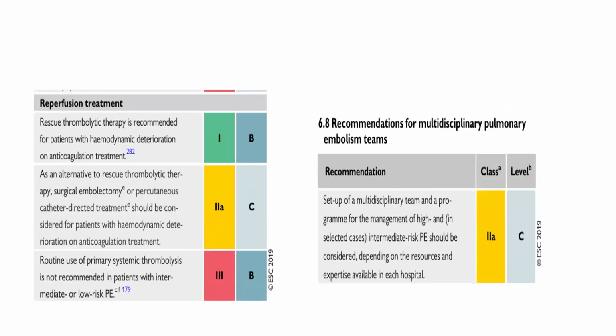Reperfusion thrombolytic therapy is recommended for patients with hemodynamic deterioration. An alternative to rescue thrombolytic therapy, surgical embolectomy, or percutaneous catheter-directed treatment should be considered for patients with hemodynamic deterioration on anticoagulation treatment. Routine use of primary systemic thrombolysis is not recommended in patients with intermediate or high-risk PE.